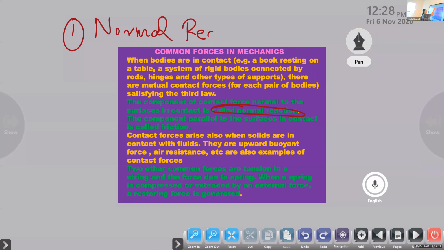Normal reaction force. So the first type of force which can act like a concurrent force in a system is the normal reaction force. What do you mean by normal reaction force? The component of contact force normal to the surfaces in contact. So normal reaction force is a type of contact force, because in 8th standard we studied contact forces and non-contact forces, correct? So the component of contact force normal to the surfaces in contact is known as normal reaction force. That's the definition of normal reaction force.